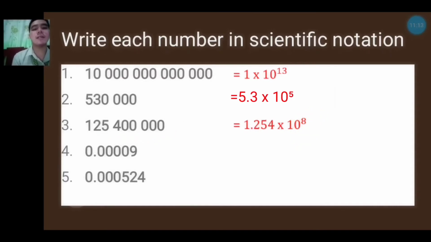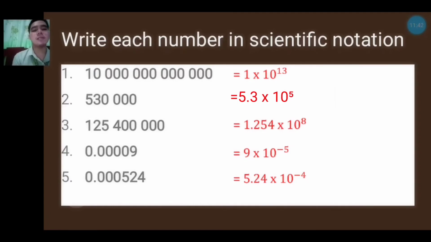How about this one? 1, 2, 3, 4, 5. That is 9 or 9.0 times 10 raised to negative 5. Negative because we move to the right. Then last one, 1, 2, 3, 4. That is 5.24 times 10 raised to negative 4 because we move to the right.